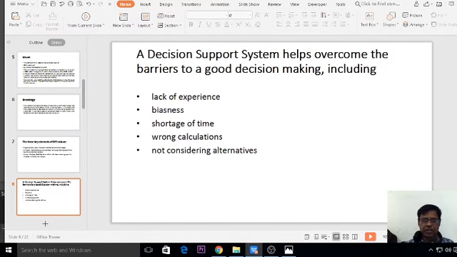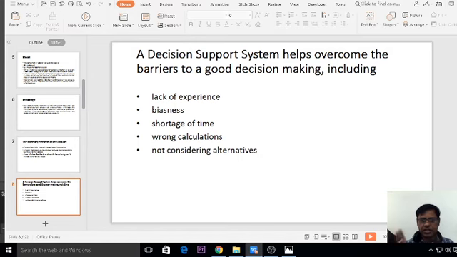A decision support system helps to overcome the barriers to good decision making. So always when we are using the decision support system, it leads to simplify the situation. Is it not? That is our motto. It simplifies the situation. It has to simplify the problem. It is one type of solution for the problem, is it not?